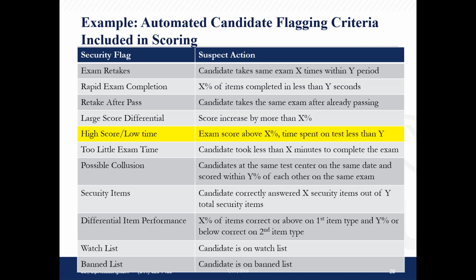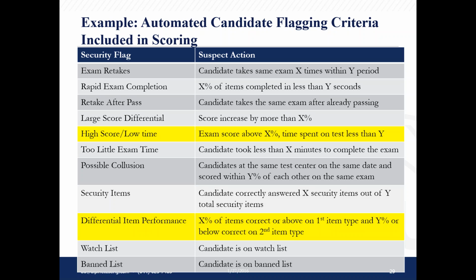For example, you could look at, as I mentioned, how much time is spent as well as their score. If you've got candidates who are scoring exceptionally high, getting a perfect score, but spending a minimal amount of time, that could be a flag that you want to go back and look closer at their performance or do some sort of further investigation on what is happening there.